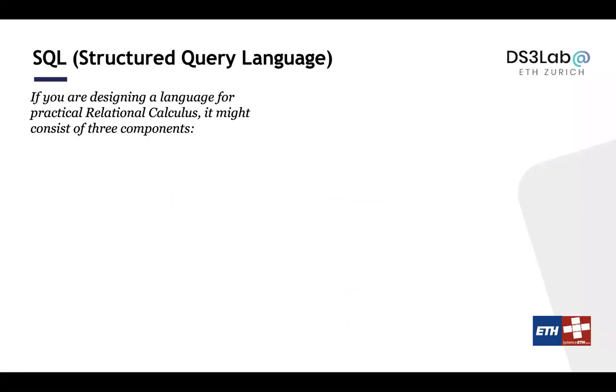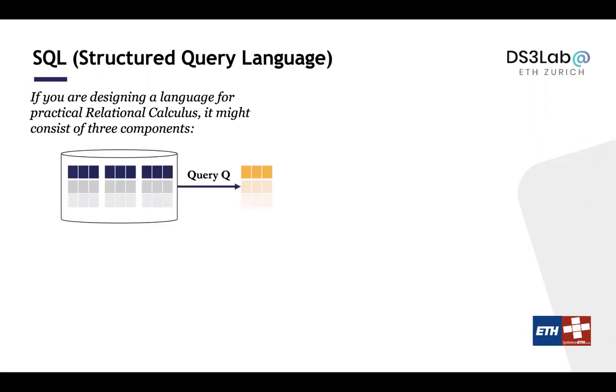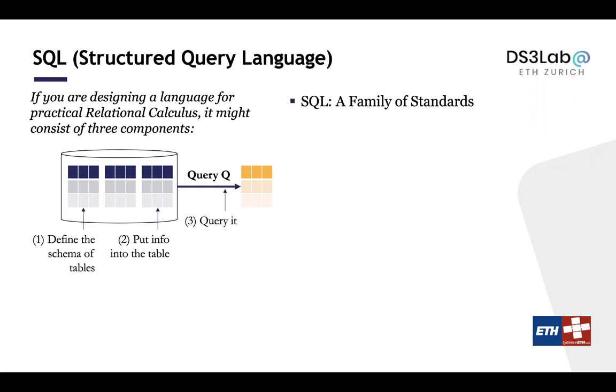So the structure of SQL is actually not that non-trivial. Think about if you are designing a language for the user to write a relational calculus expression. What would you have? You need some way for them to define the schema of the table. You need some way for them to put information into the table. And you need some way for them to query it. So naturally, SQL has three kinds of components.